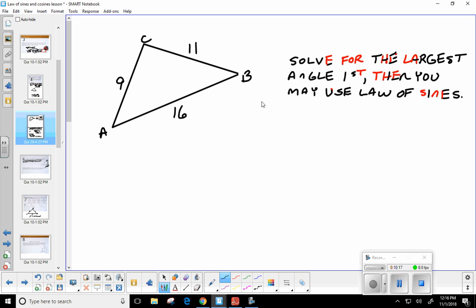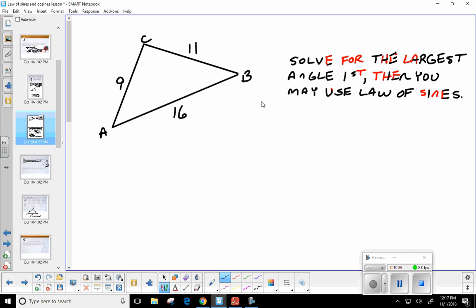Well, can I use the law of sines? Why not? There you go. We don't have any of the angles to begin with, so we don't have a pair. You can only use the law of sines if you have a pair. So this is the type of triangle I'm going to have to use the law of cosines with.